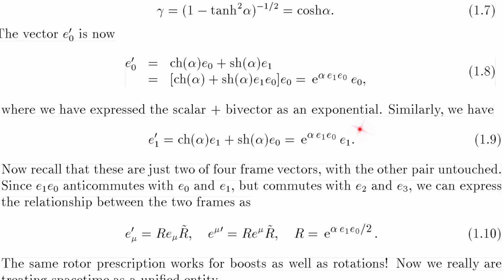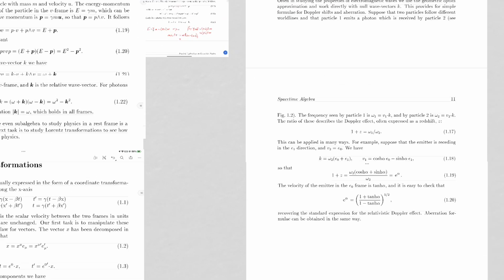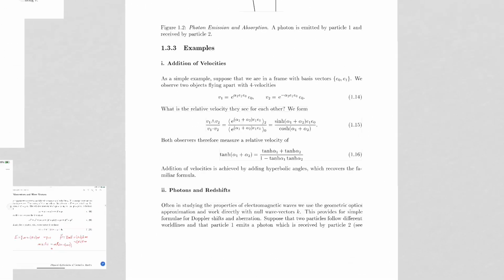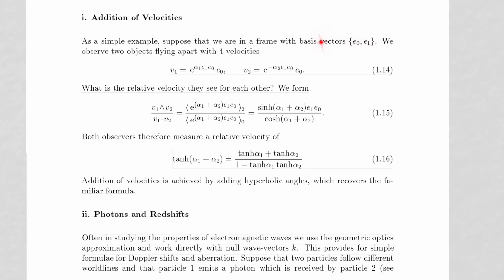We actually did this whole exercise. We used these rotors just a moment ago. So we don't really need to go through those Lorentz transformations. We may want to go back and do momentum. What is interesting is they do have their own section on the addition of velocities. And they essentially do it the way we did it. I borrowed from the setup, right? So they said, suppose we are in a frame with basis vectors e1, e0, and we have two objects flying apart with these two different four velocities.